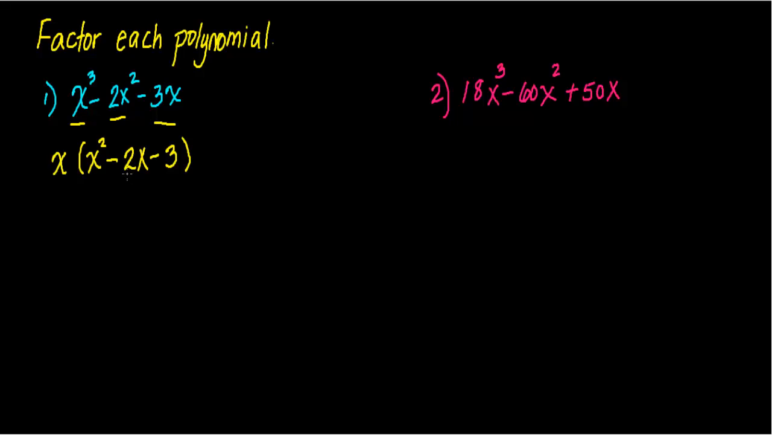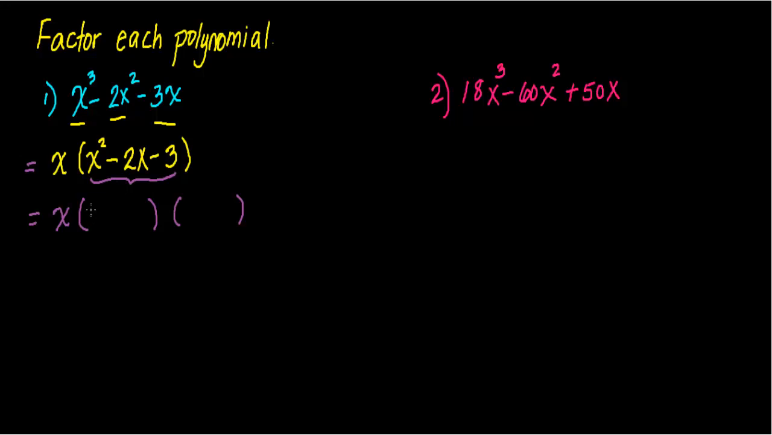Now, we're not done yet. Remember that we always need to look at what's left in the parentheses to make sure that if I need to factor further, I do that before I say that I'm done. Okay? So looking at this trinomial inside the parentheses, I can see that I can factor that trinomial further. This x, just bring it down.